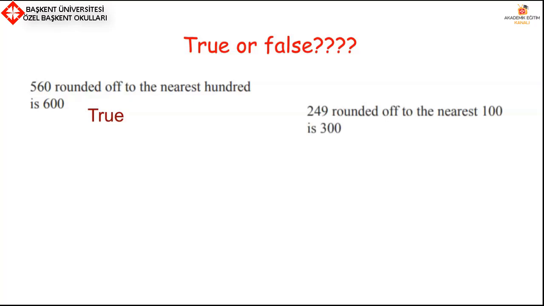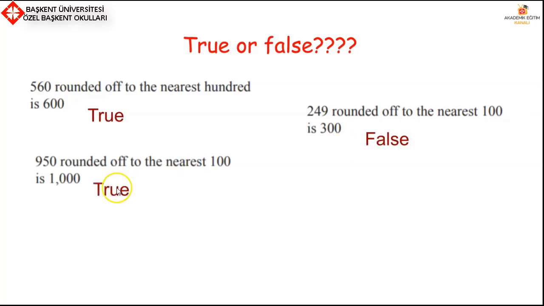249, rounded off to the nearest 100, is 300. The answer is false. But why? So 200, look at the 4. 4 means it's going to stay the same, so it should be 200, not 300. 950, rounded off to the nearest 100, is 1,000. That's true. Why? Hundreds, look at the 5. 5 means we're going to go up, so it's going to go up to 1,000.